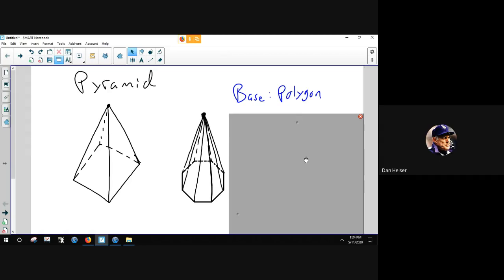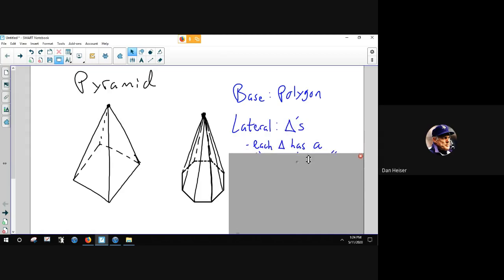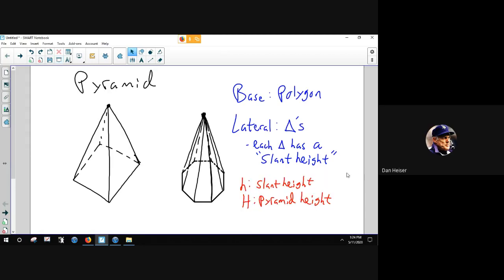There's really no rule what the base has to be other than that it has to be a polygon. That is it. The base is some polygon. The lateral faces are all triangles. Each triangle has what's called a slant height.